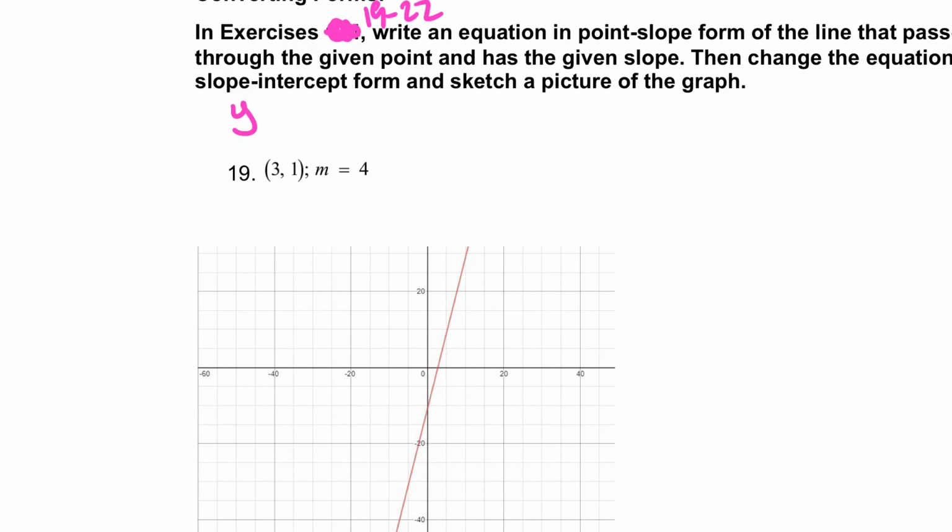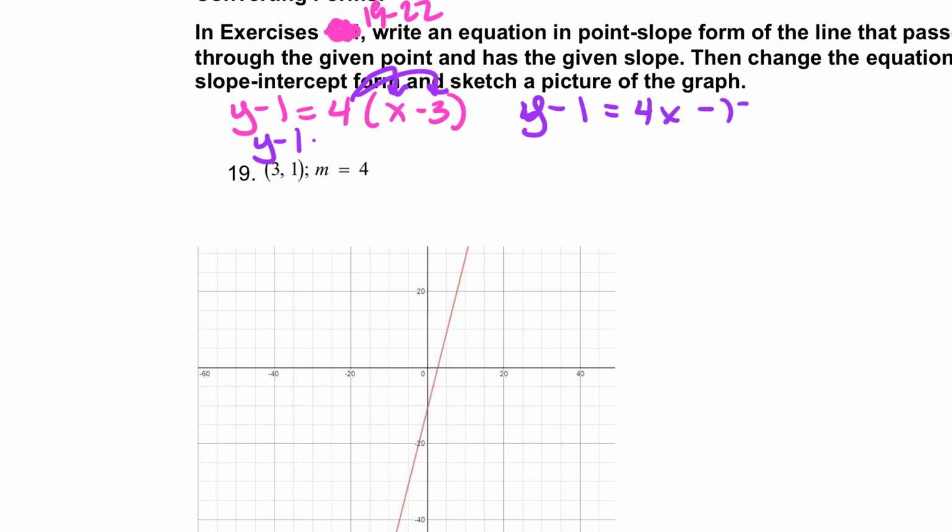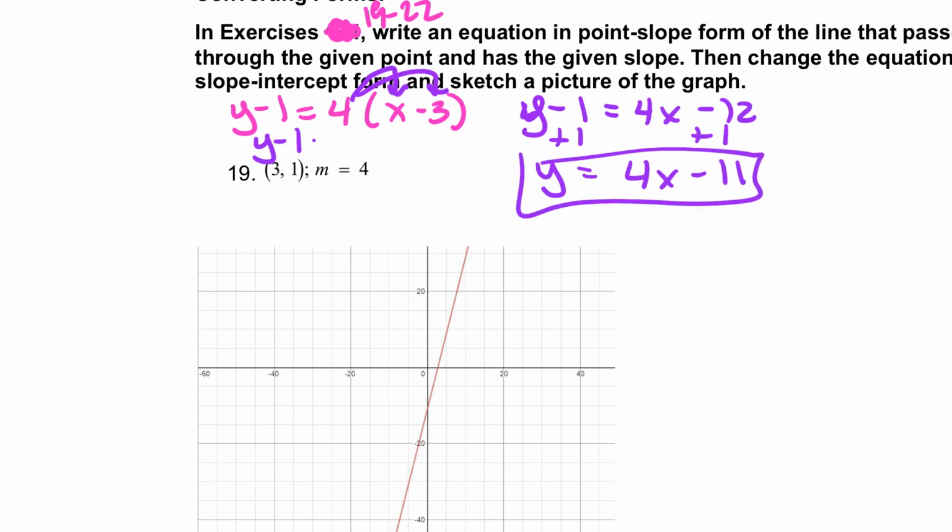So we have y minus 1 is equal to 4 times (x minus 3). And to convert it into slope-intercept form, I first have to distribute that 4. So I'm left with y minus 1 is equal to 4x minus 12. Then I need to add 1 to both sides. And I get y is equal to 4x minus 11. And that's the equation of the line when we started in point-slope and went to slope-intercept form.